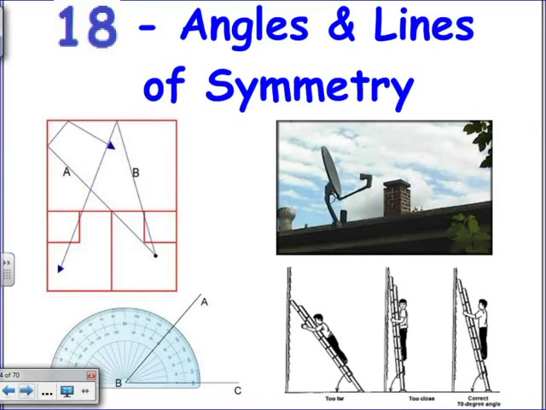Hey, so this is the lesson proper. We're going to talk about angles and lines of symmetry. The main topic for today is angles. We're going to build your skills from scratch on working out angles. By the end of today, you'll have fantastic skills. You'll be able to work out all angles in funny shapes and it won't be an issue. Lines of symmetry is kind of a little bolt-on.